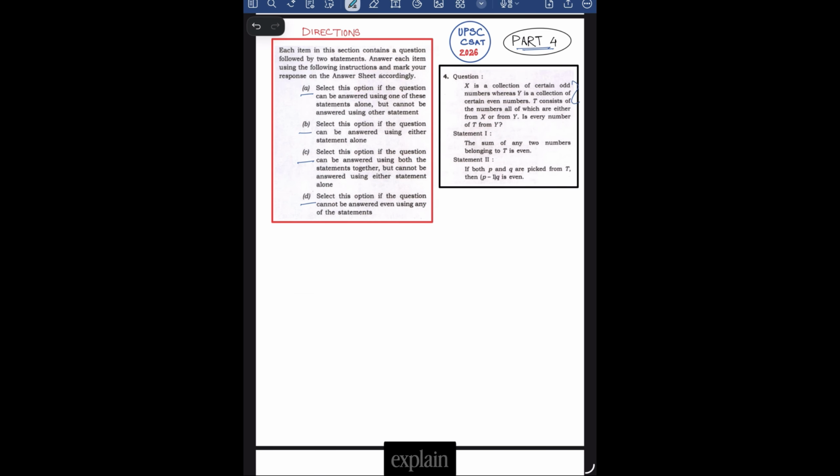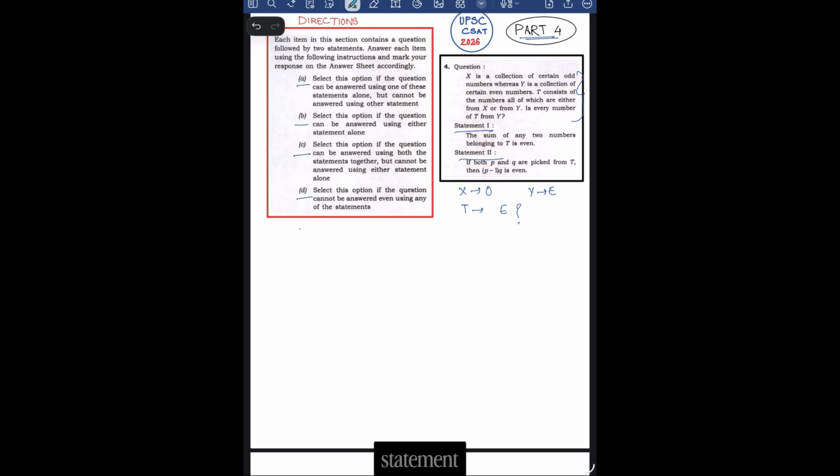Now, let me briefly explain the question first. We are given that x is a collection that contains only odd numbers and y is a collection that contains only even numbers. And every element of a collection T belongs to either x or to y. Our task is to determine whether every element of T belongs to y. That is, whether all the elements of T are even. So, let us evaluate the statements given one by one.